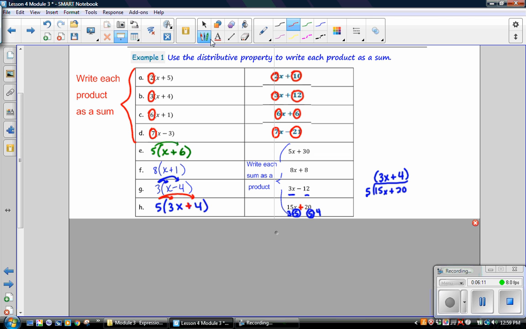So again, the problems on the left side of the column are written as products because you're multiplying two factors. One of the factors is a number, the other factor is an expression. On the right side, we have the sum of two terms.